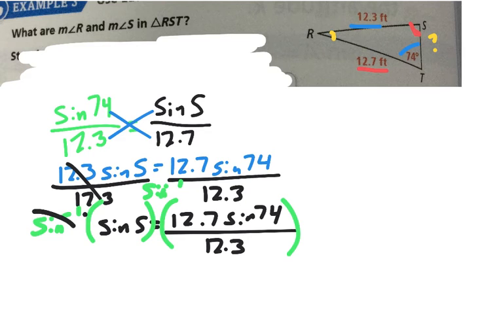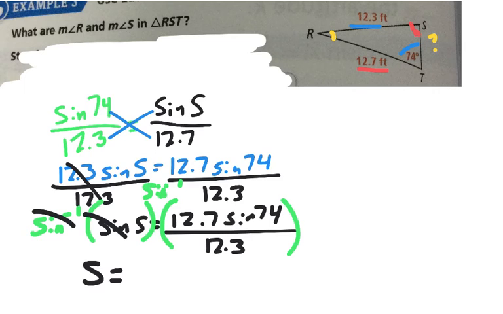So the inverse sine of sine, those cancel and leaves me with S. And I'm going to put all of this in my calculator at once. So what I'm going to enter is, I'm going to click second sine. That means I have the inverse sine of, then if you have a Casio, hit your fraction button. Go ahead and put 12.7 times sine of 74. And then this is divided by 12.3.